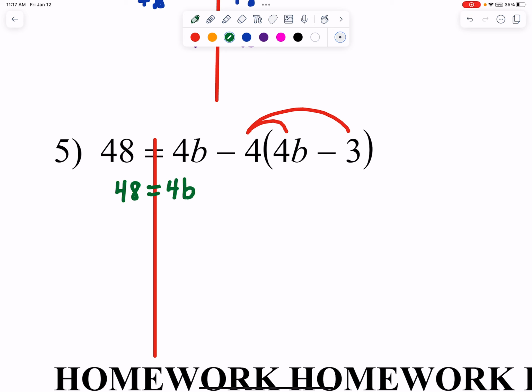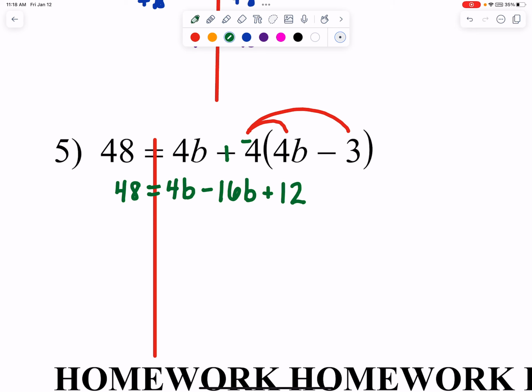All right, and now we have a negative 4 times 4b. So 4 times 4 is 16, but that's negative, so we have negative 16b. And then negative 4 times a negative 3 is 3, 6, 9, 12. So we have a positive 12. So another way to look at that is if you KFC'd this, we're distributing this negative 4 to both of those. Same type of thing.